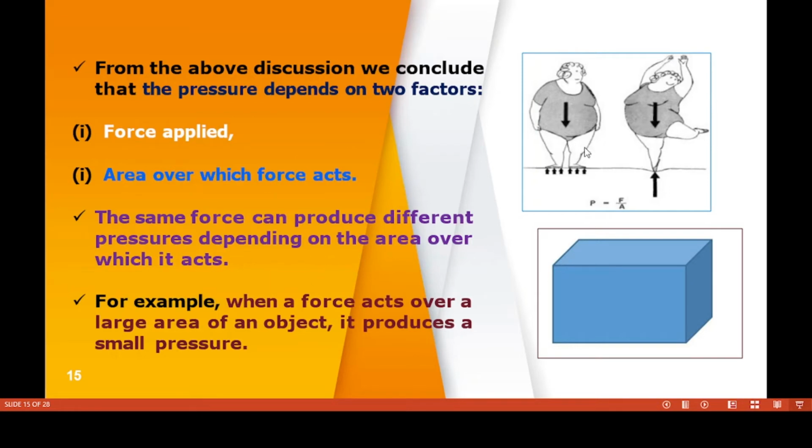Just think, here two pictures are there. This fat man is just standing on the floor. At that time the pressure will be normal. But when that man stands on one leg, at that time the pressure will be very high.